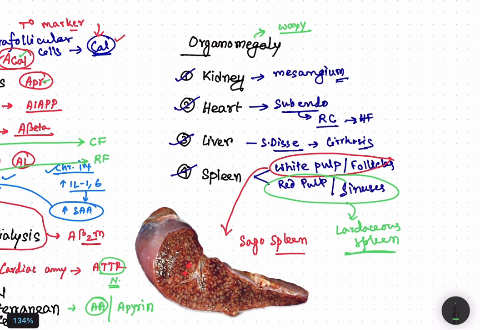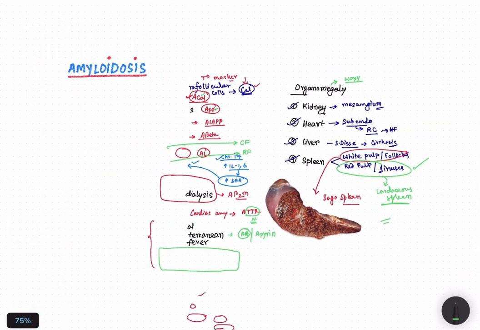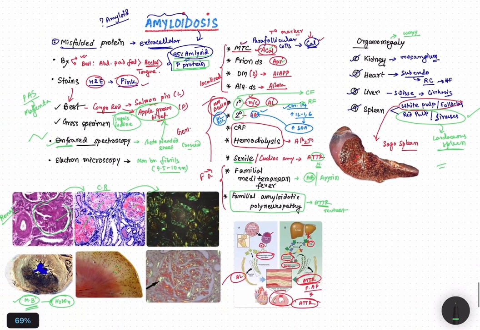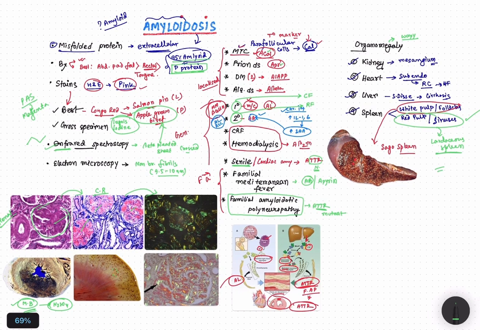Here, because of the deposition of amyloid in the splenic sinuses, it gives rise to a geographical spleen basically, with large geographical map-like areas in the spleen. On gross morphology, you will see that. So these are the various kinds of amyloid proteins deposited in various conditions, the pathophysiology, the investigations, the best stain, and the various organomegalies that are seen.